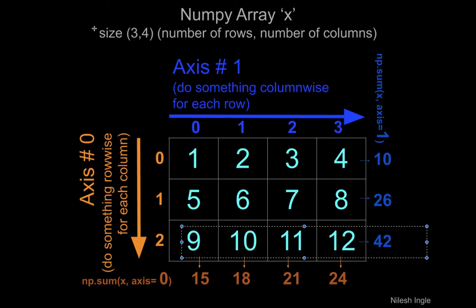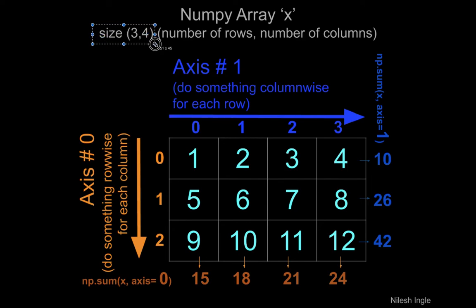Here another point that we need to note is the size of an array, which starts at 0, 0, 1, 2 and 3. So there are 3 rows. So the first number is always the number of rows, and the second number is the number of columns. So here we have 1, 2, 3, 4 columns, so therefore the size of this 2-dimensional array is 3 by 4.